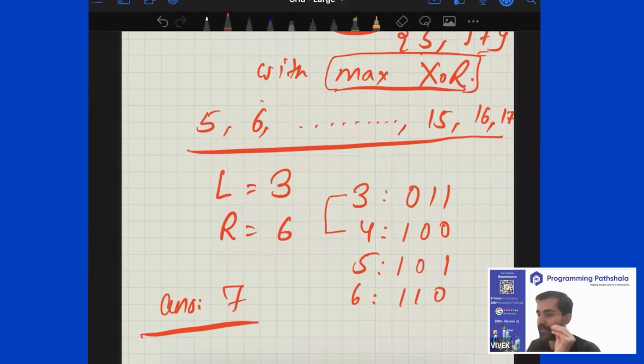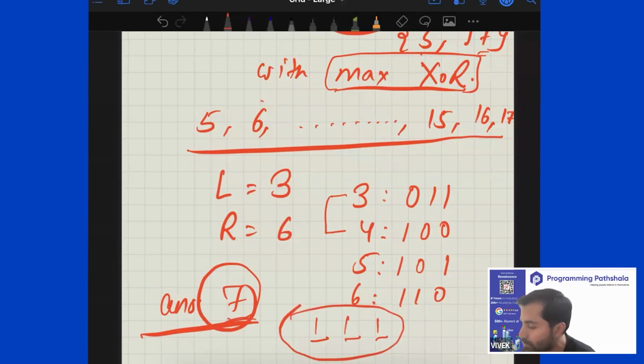If you use a little thought, you can quickly correlate that the answer will not be larger than 7. Why? Because all these numbers have at most 3 bits. Now 7 is a number with all the bits turned on. So this is the largest XOR that you can get, luckily. If you take XOR of 3 and 4, you get 7, and that is the maximum XOR.